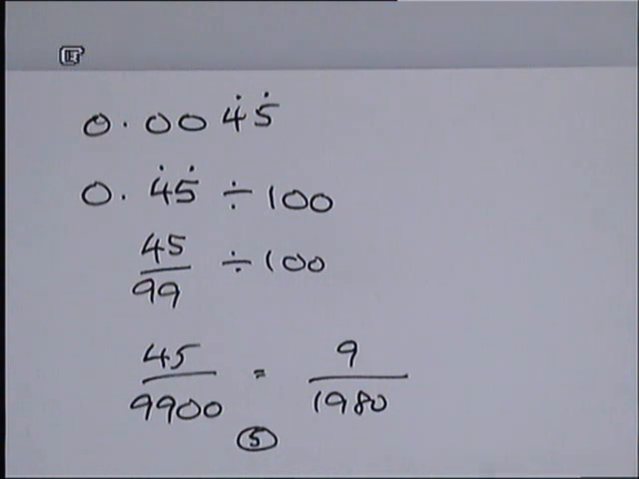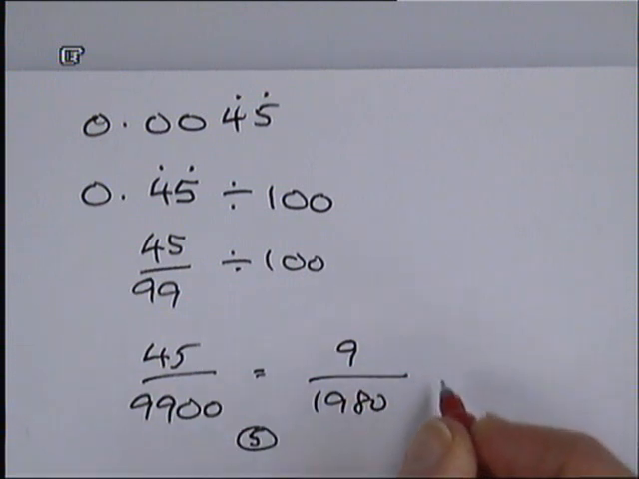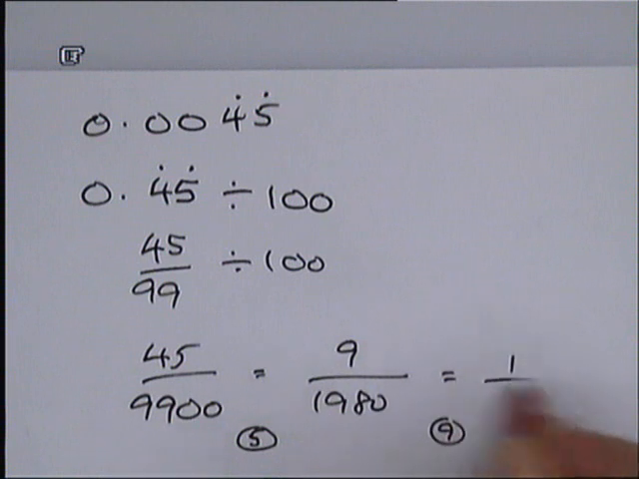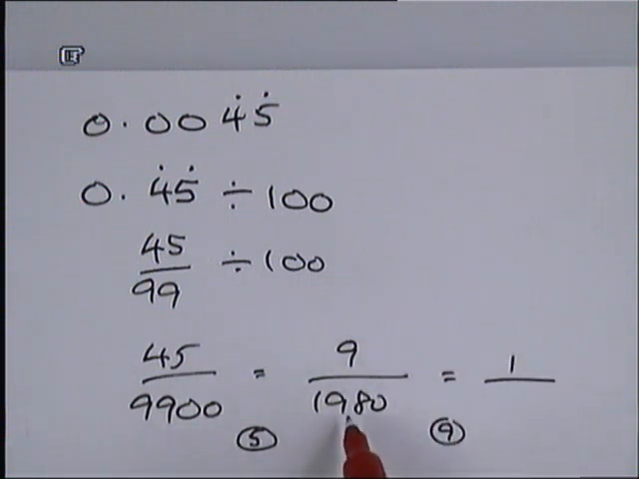And then you may be able to spot that 9s go into both of those. Again, as a check here, 1 add 9 add 8 add 0 is 18. 9 goes into 18, so 9's guaranteed to go into that one. And if you do cancel that one down by 9, 9 goes into 9 once, and 9 goes into 1,980 220 times.